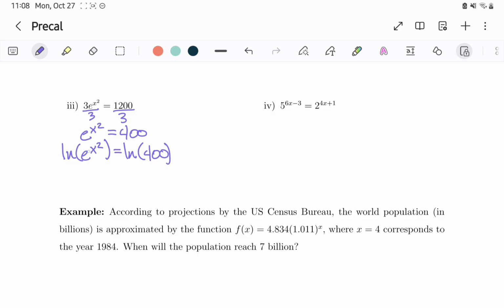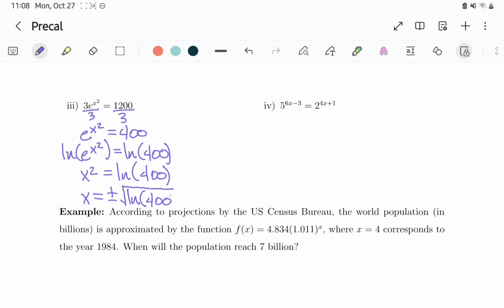And then we can go ahead and use the power property on the left-hand side to simplify the left-hand side to just x squared equals natural log of 400. And then we can take the square root here on both sides to get that x is equal to plus or minus square root of the natural log of 400.